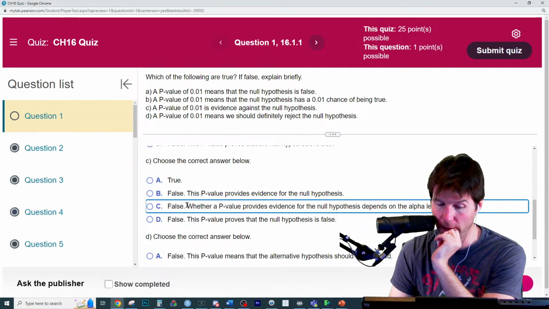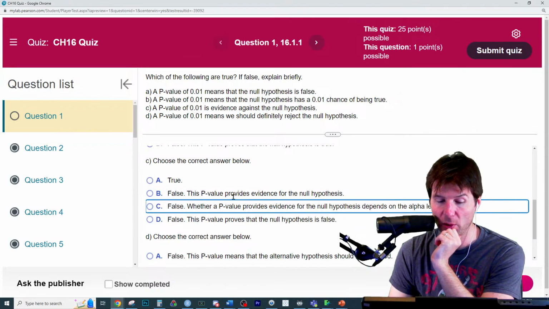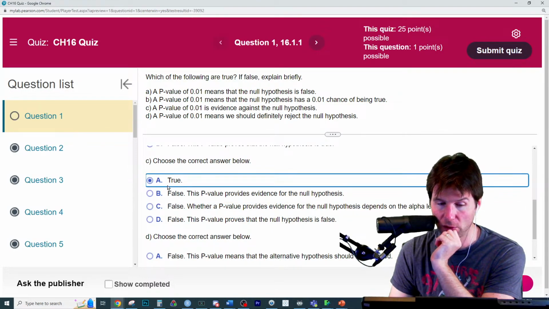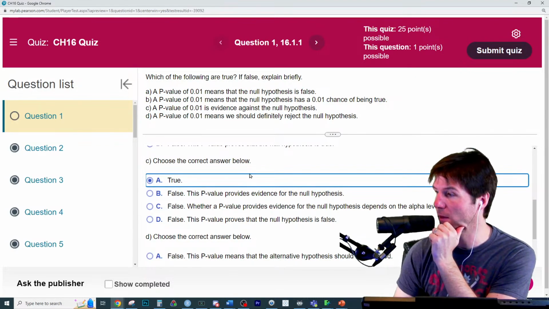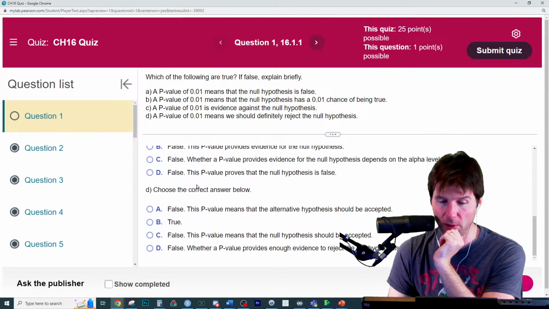So I'm a little worried, because whether a p-value provides evidence for the alternative depends on the alpha level. Is it evidence against the null hypothesis? Is it sufficient evidence? Well, that depends on the alpha level. I'm a little worried on that one because of the way they worded it. A p-value of 0.01 means we should definitely reject the null. False. Whether a p-value provides enough evidence to reject the null depends on the alpha level.